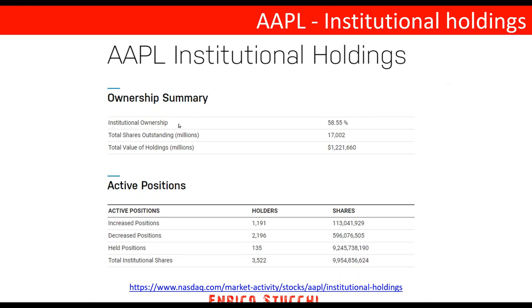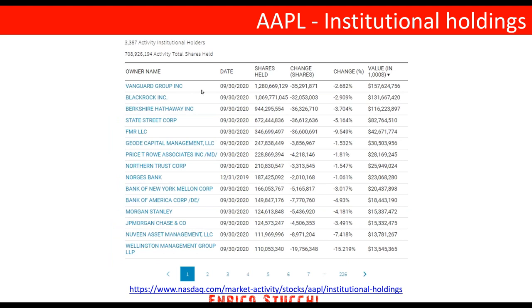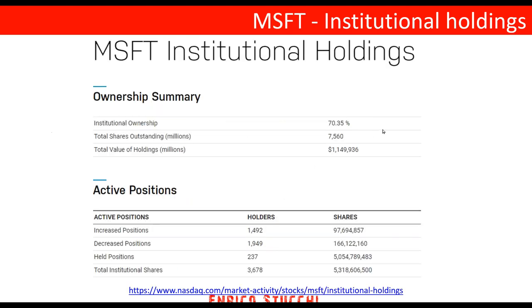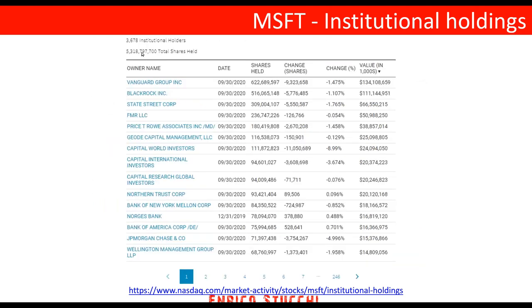Apple, as you can see, 58% of Apple shares are owned by institutions. Who are these guys? BlackRock, Berkshire, the biggest ones. The same for Microsoft. Microsoft has even 70% of its shares owned by institutions. You can find those figures here on the Nasdaq website. Very easy, very interesting, because you can also see changes in their positions.